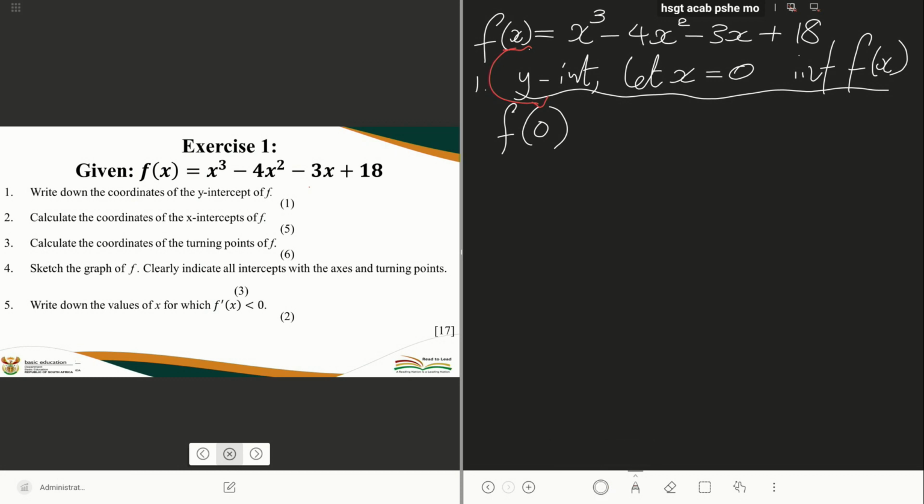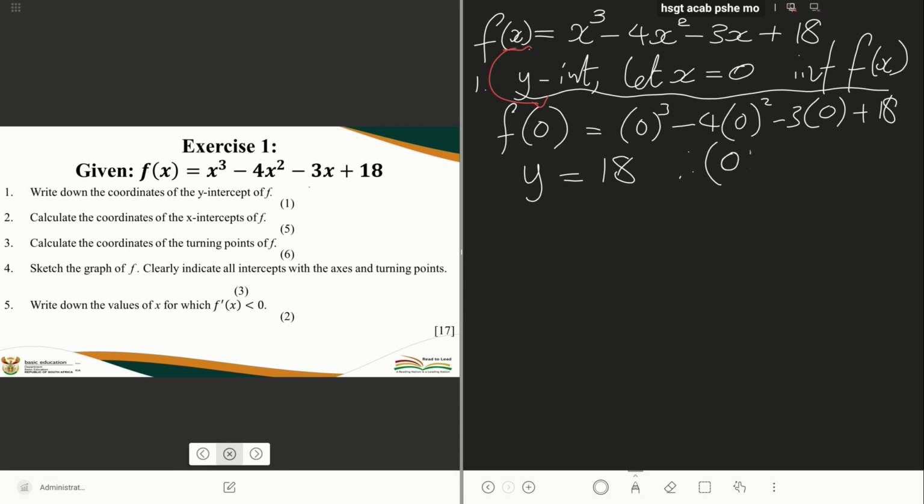So it means I'm going to have 0 cubed minus 4 times 0 squared minus 3 times 0 plus 18. So my y value is equal to 18. So the y-intercept is (0; 18). Done. Number 1. Let's go to number 2. This one is a simple number.